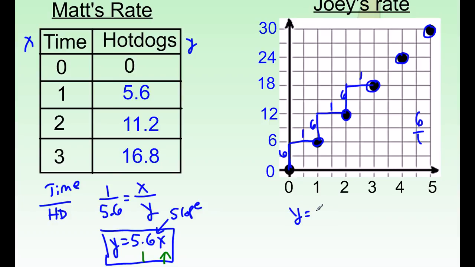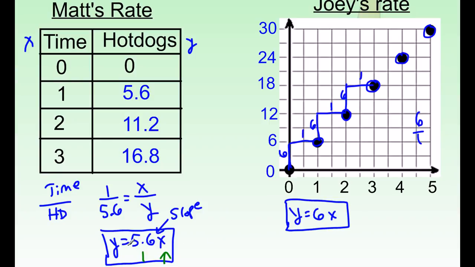So y equals 6x. Every 1 unit of time, he ate 6 hot dogs. If you plug in 1 times 6, y would equal 6. So when the x value is 1, the y value is 6. If I plug in some other number here, say x equals 3, 3 times 6 is 18. So in 3 minutes, he ate, look at that, 18 hot dogs. So that is Joey's rate.